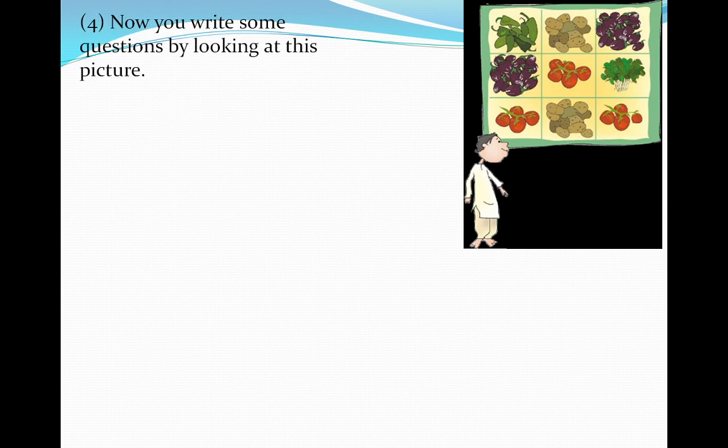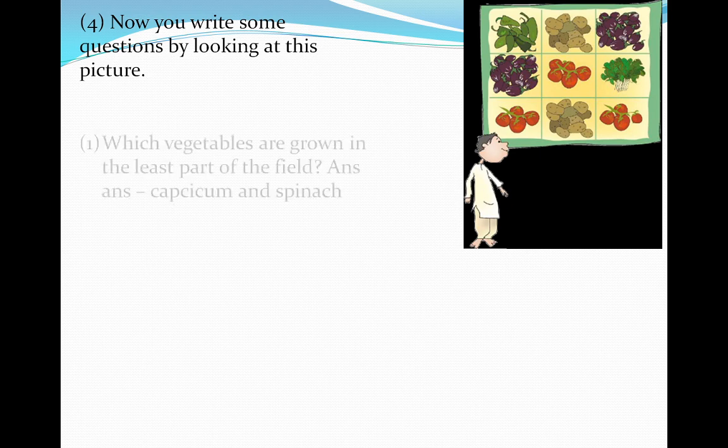Now there is one more question related to Ramu's vegetable field. Now you write some questions by looking at this picture. Dear students, you have to write all the answers of all these questions of all the activities in your notebook. So now a fourth question: you have to write some questions by looking at this picture.